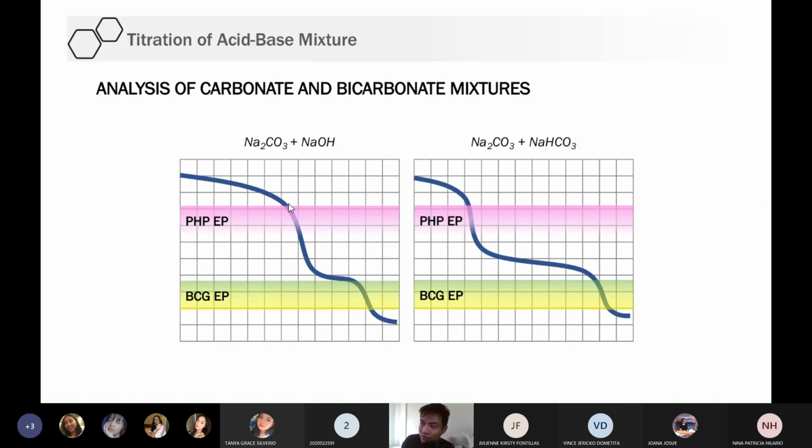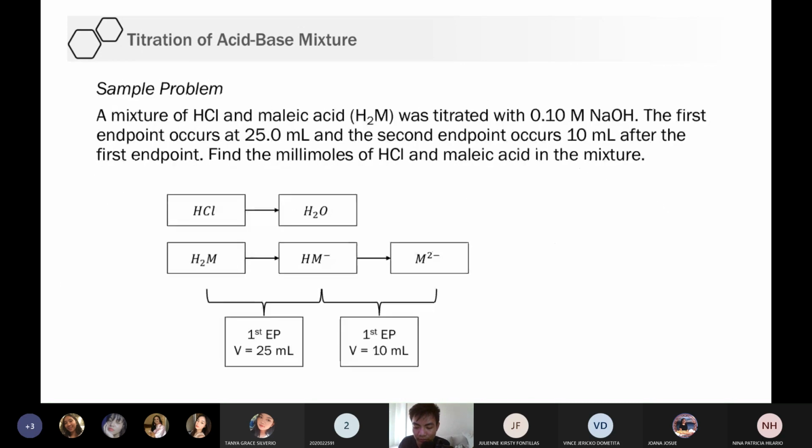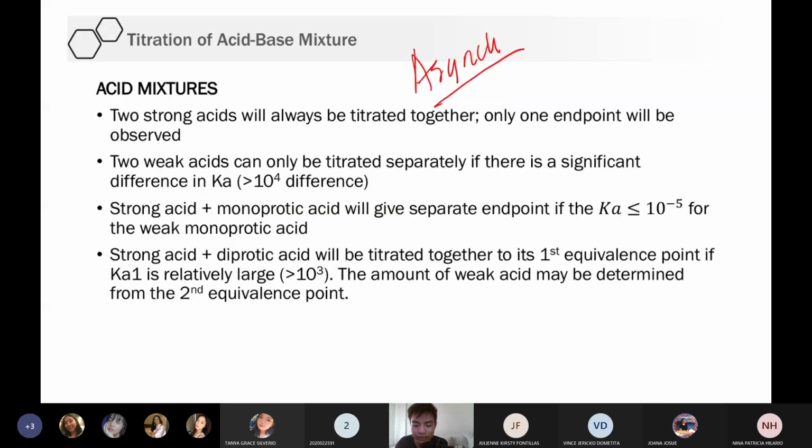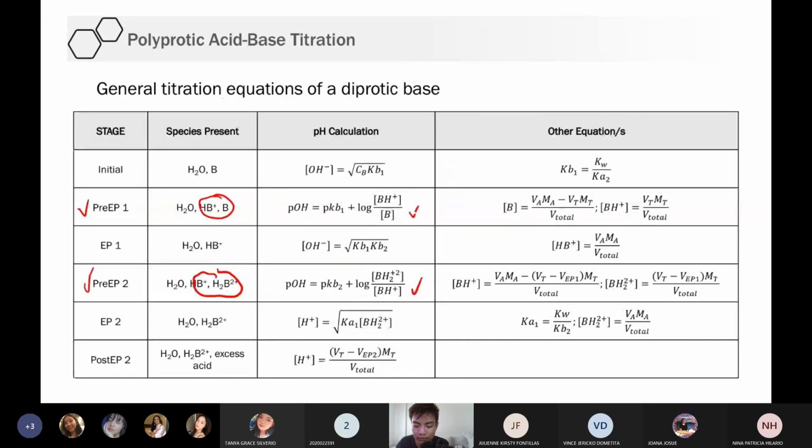Ito yung idea ng titration curve. Kunwari, ito yung phenolphthalein endpoint. Ito yung bromocresol green endpoint. Kailangan yung inflection curve dadaan sa transition range. Okay. So, yun lang. Again, async tayo sa Lunes.